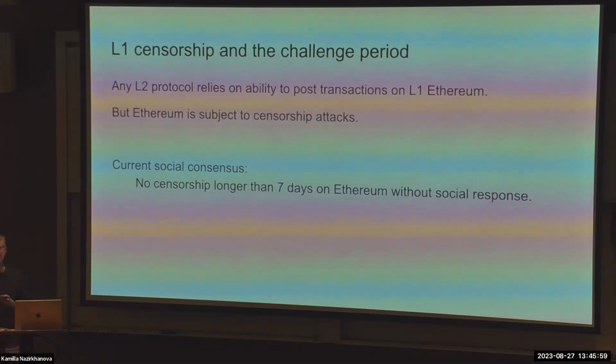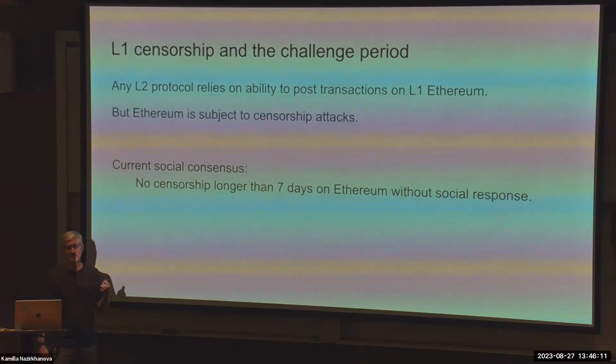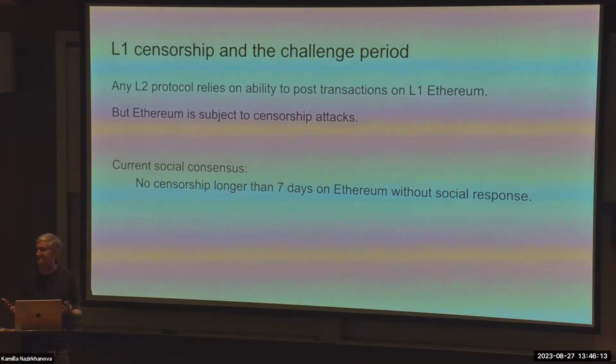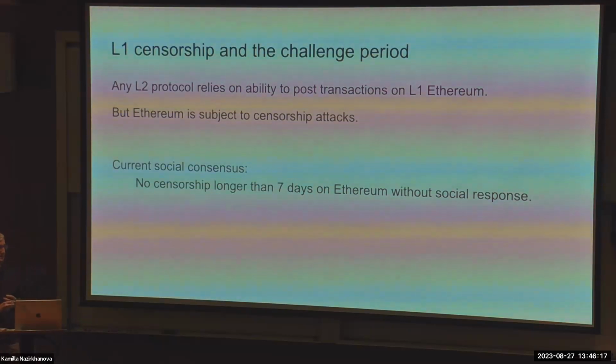The current social consensus about Ethereum censorship, and this again is a very complex topic, I'd be happy to talk about it offline with anyone, is that no censorship longer than 7 days on Ethereum will occur, or if it does, there will be a social response, a sort of out-of-protocol social response that will address it. And so we assume in the design of the current protocol that in the worst case, there might be up to 7 days of censorship.